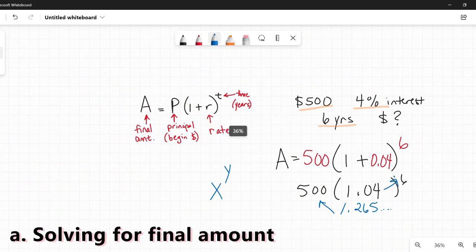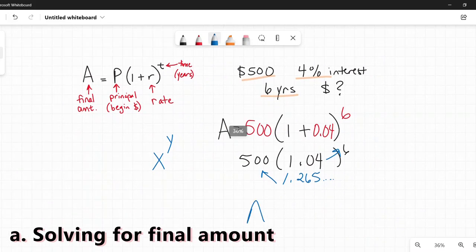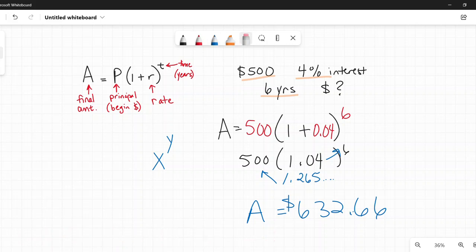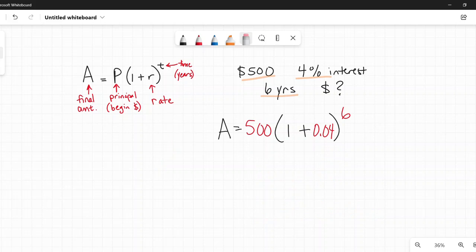And that answer is $632, and I'm rounding to the nearest hundredth because it's dollars and cents, 66 cents. That's our answer. So that's pretty straightforward. We're just typing things in a calculator. Just be careful that you do it in the right order. Okay, so there is our first one where we're trying to figure out how much money after so many years. Then the second variety that I guarantee you they're going to throw at you. They could throw all these at you eventually.